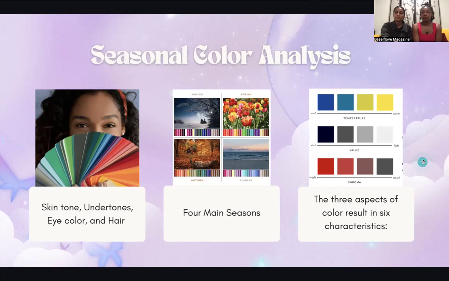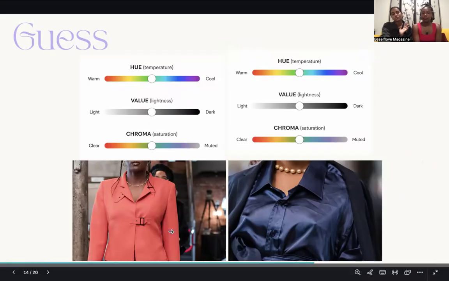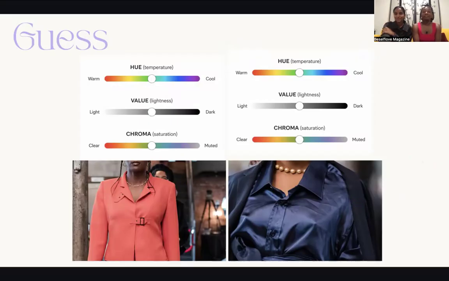And now it's time for you to guess based on what you've learned. So we'll be using this example on the left. When you look at this orangey shirt, does it look warm or cool to you? Does it look light or dark to you? Does it look clear or muted? We recommend you pause if you need a moment, and we have an answer on the next slide.